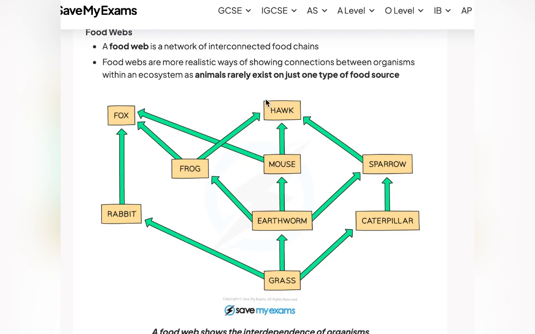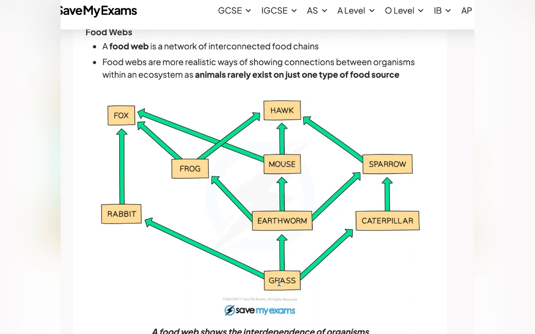And then we have a straight one here. Grass is eaten by earthworm, earthworm is eaten by mouse, mouse is eaten by hawk. Okay, we have another way. Grass is eaten by earthworm, earthworm is eaten by mouse, and then the mouse itself is eaten by fox. Another food chain. So this network of interconnectivity of food chains is what we call the food web.